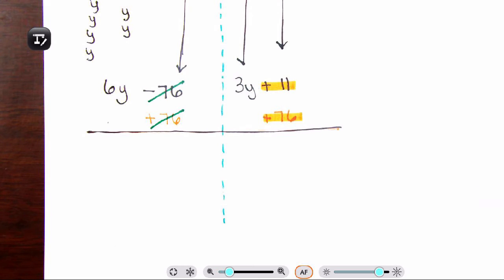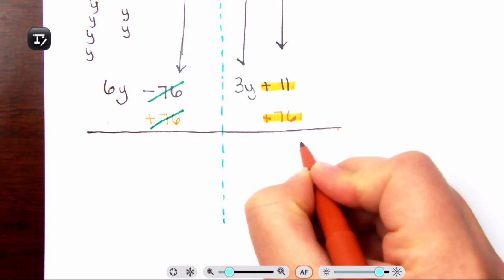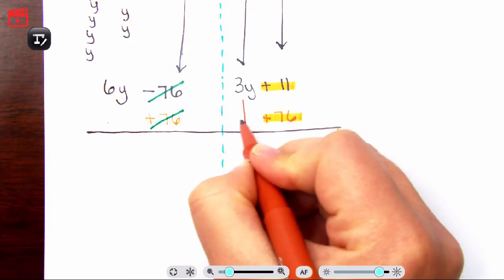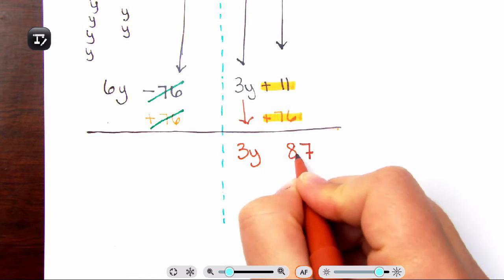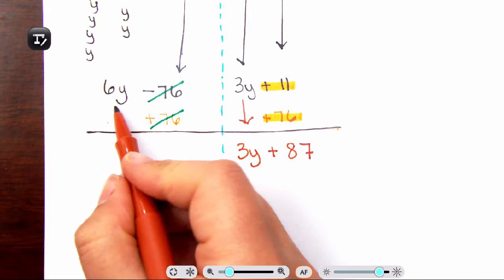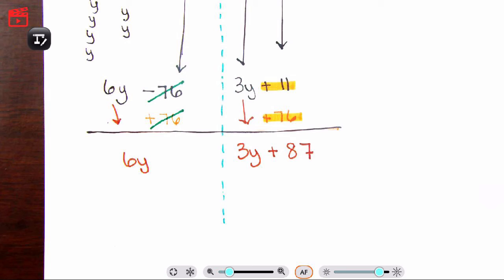So what do I have here? I have 11 plus 76. 6 plus 1 is 7. 7 plus 1 is 8. That's done. Did we touch our 3y? We did not, so I'm going to write 3y. Now, 87 was positive or negative? It was, in fact, positive. Did I touch my 6y? No, I did not, so I'm going to write 6y here.